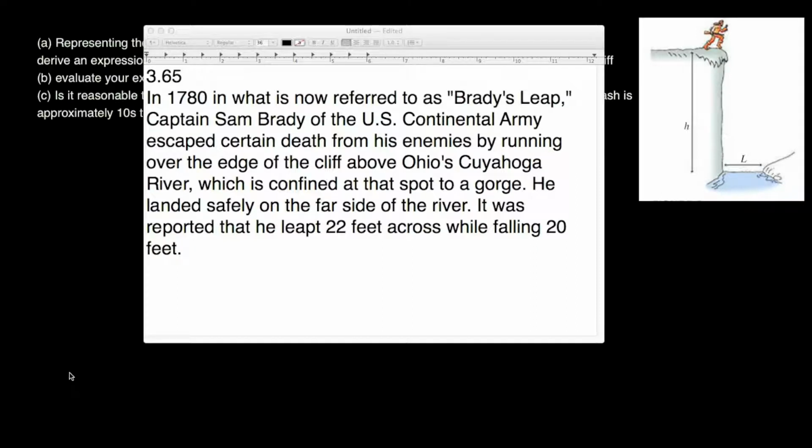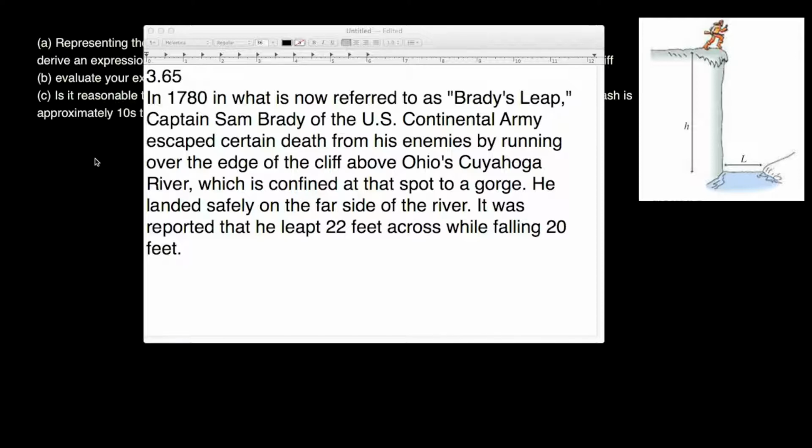In 1780, in what is now referred to as Brady's Leap, Captain Sam Brady of the U.S. Continental Army escaped certain death from his enemies by running over the edge of the cliff above Ohio's Cuyahoga River, which is confined at that spot to the gorge. He landed safely on the far side of the river. It was reported that he leapt 22 feet across while falling 20 feet.